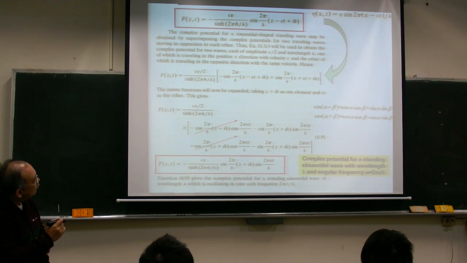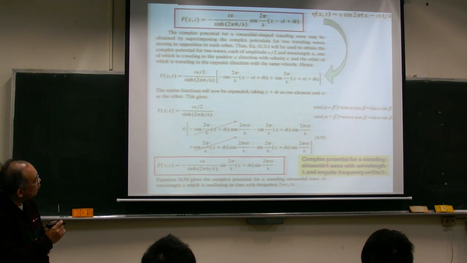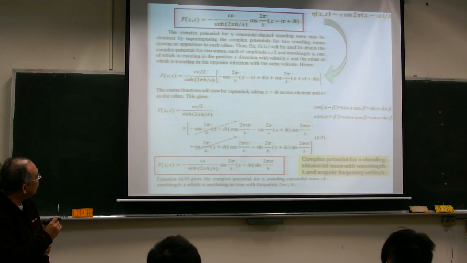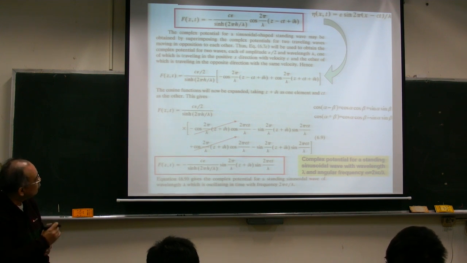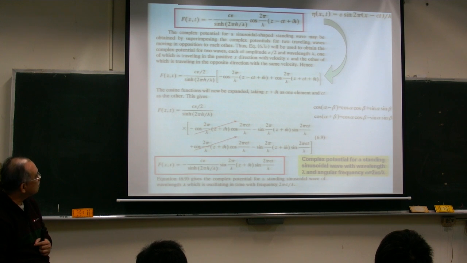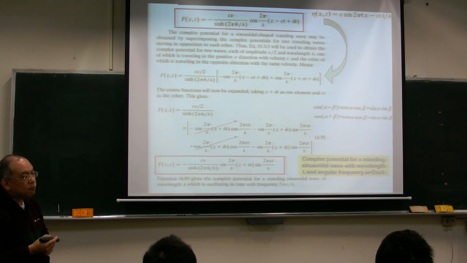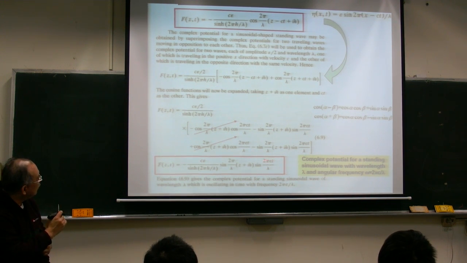After simplifying, we have a complete potential for the standing wave with a wavelength lambda and the angular frequency omega. Omega is equal to 2 pi c over lambda. 2 pi c over lambda is our omega t. So this term can be written as omega, our angular frequency. So now we can write down the complete potential for the standing wave by using this equation here.